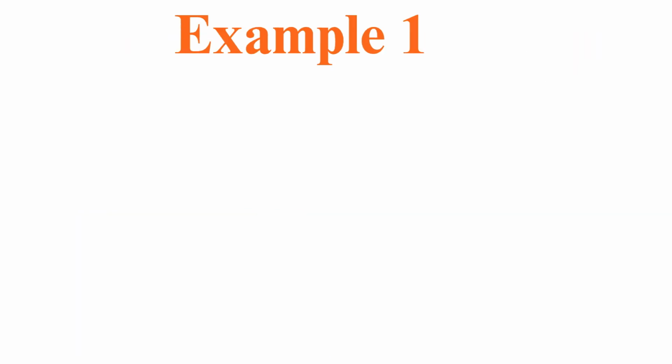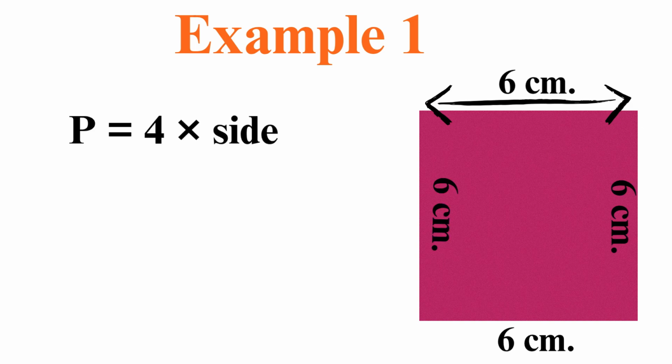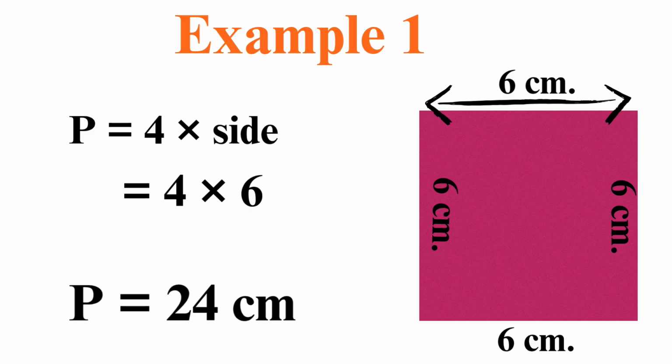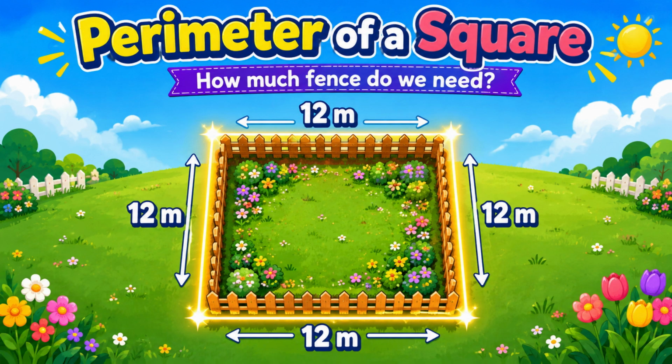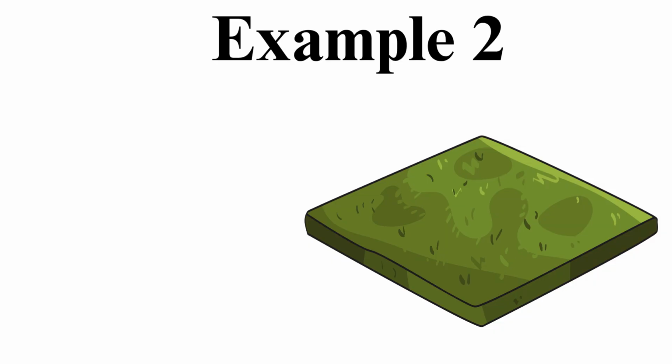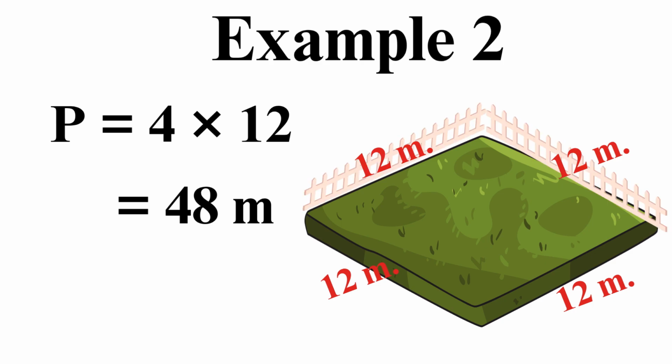Let's try another example. If each side of the square is 6 centimeters, then perimeter equals 4 times 6, that is 24 centimeters. So the perimeter is 24 centimeters. Now suppose the square field has sides of 12 meters each. Then the perimeter is 4 times 12. That equals 48 meters. So we need 48 meters of fencing.